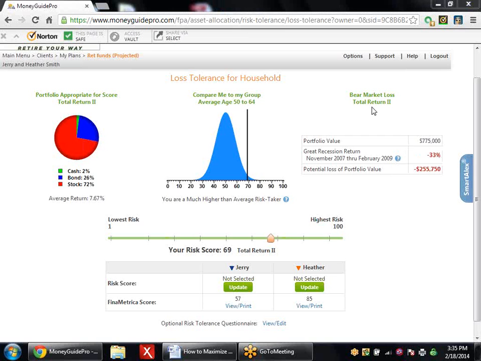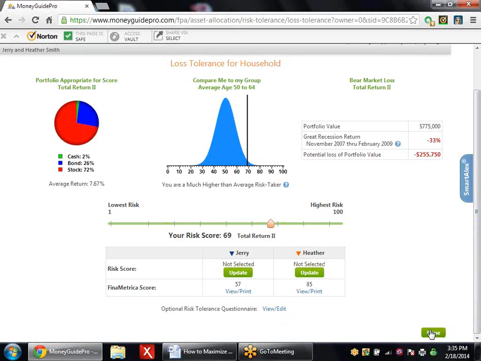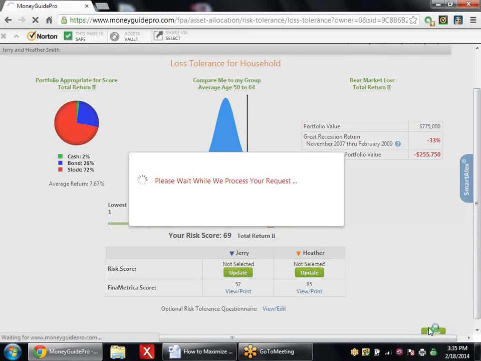They have $775,000 in those plans, and if the Great Recession hit again the same way it did before, they would be subject to about a 33% or one-third loss. Their portfolio is approximately 72% in stocks and 26% in bonds with a little bit of cash. That'll give you an idea of where they stand right now.